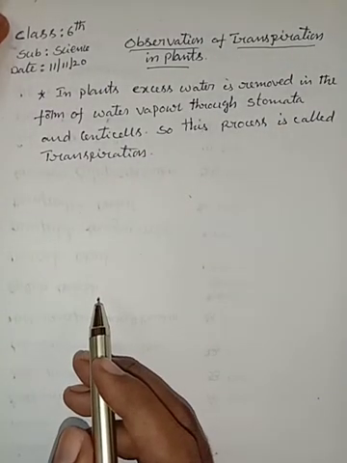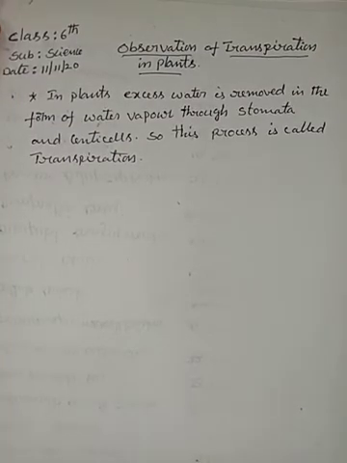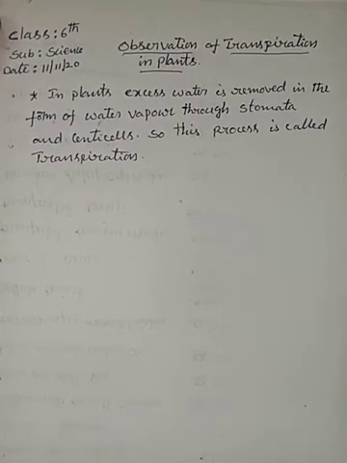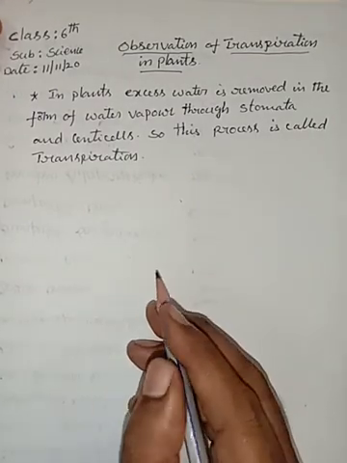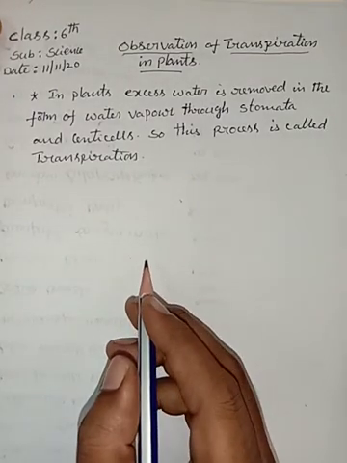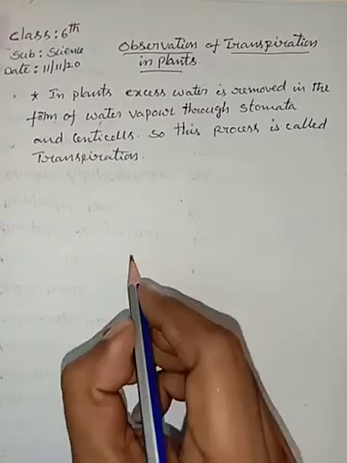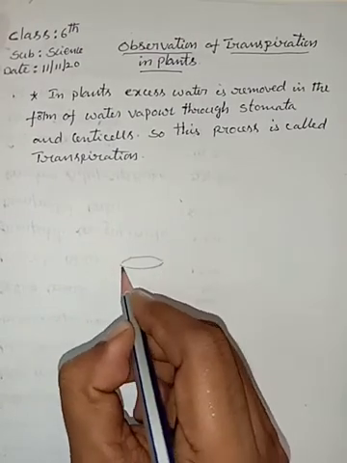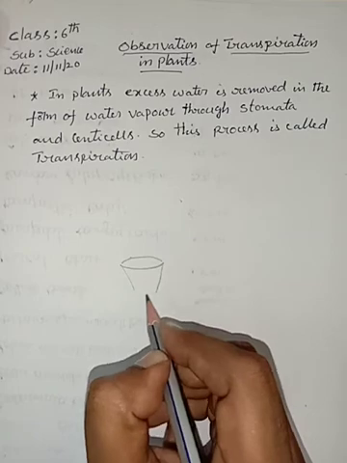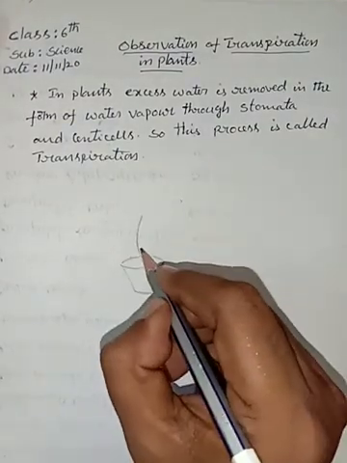We can observe transpiration in plants. We can conduct one important activity. First of all, children, we select a well-watered plant that is growing in the sun. Okay, first of all, we select a well-watered plant.